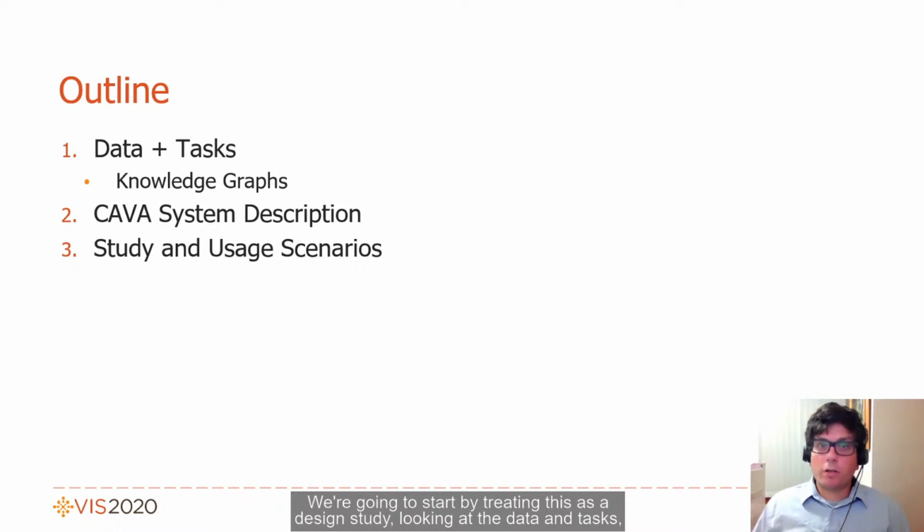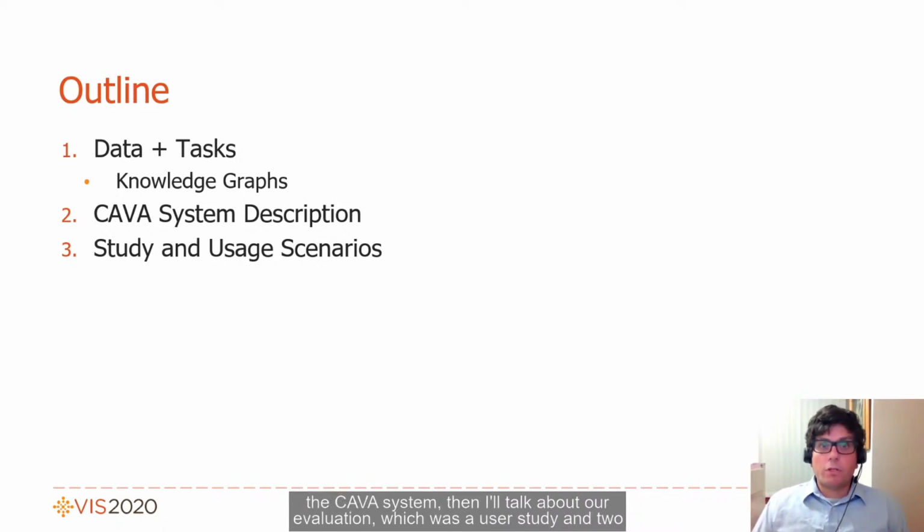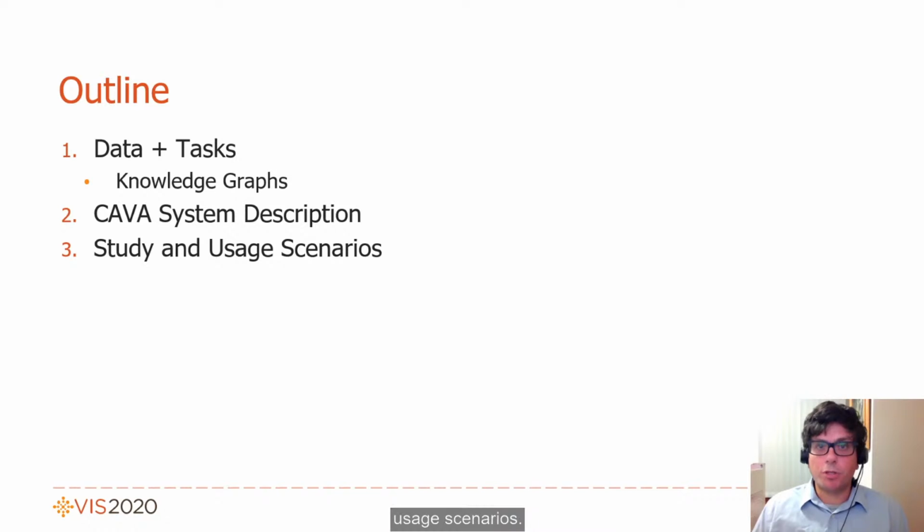So I'm going to start treating this as a design study. We're going to look at the data we have, the tasks the user wants to accomplish, and I'll speak briefly about knowledge graphs, which are external data source. Then I'm going to describe the Cava system, and then I'll talk about our evaluation, which was a user study and some usage scenarios.